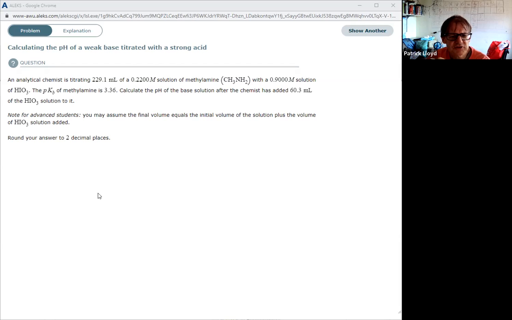Note for advanced students, you may assume that the final volume equals the initial volume of the solution plus the volume of the HIO3 solution added. Round your answer to 2 decimal places. Okay, calculating pH here. So here's what we have. We have a volume and a molarity of a weak base, and we have a molarity and a volume of a strong acid. So they're going to react with each other, right?